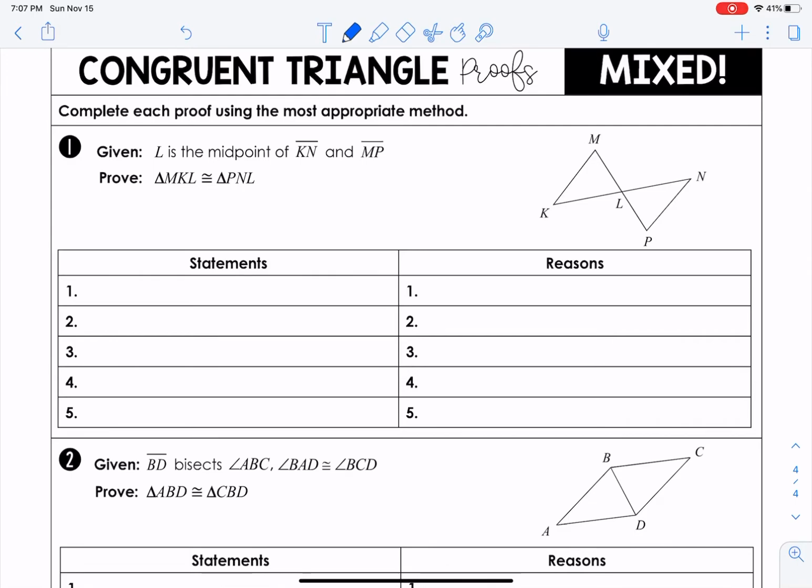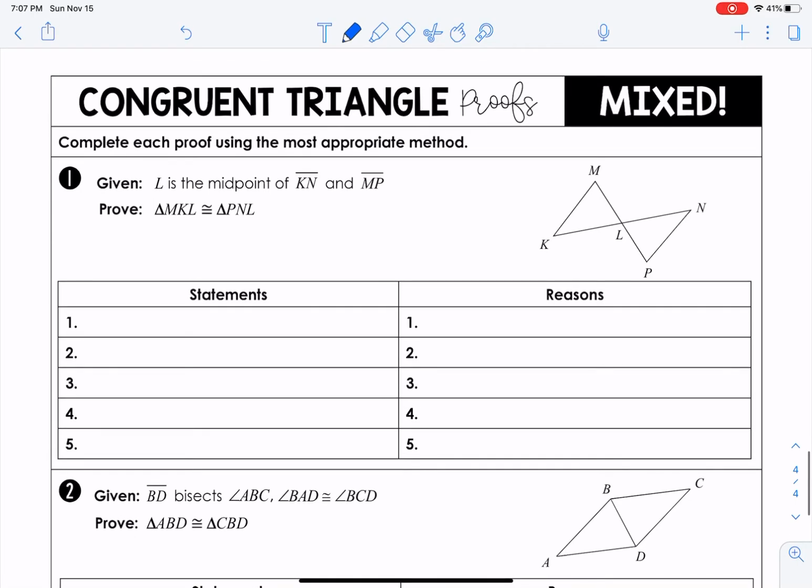For the last part, this is a review of proofs and how we can prove that things are congruent. So the first thing we do is write down the givens. I know that L is midpoint of KN and MP, and that's given in the instructions. What that means, because it's the midpoint, it creates two sets of congruent sides.